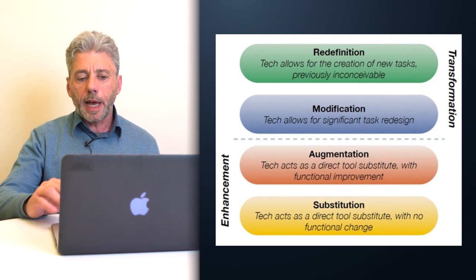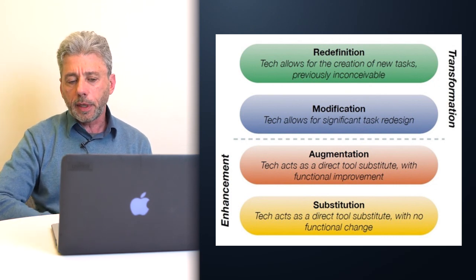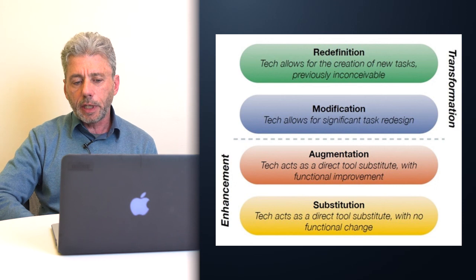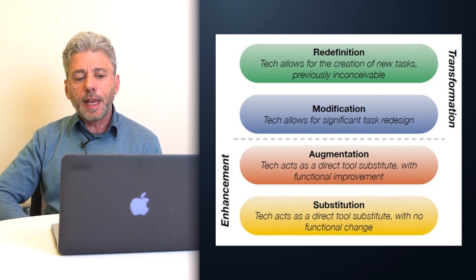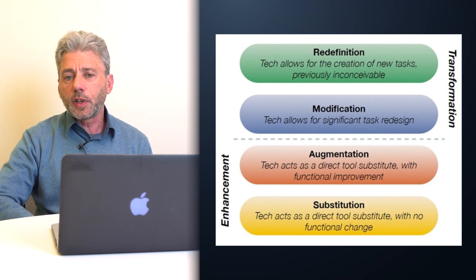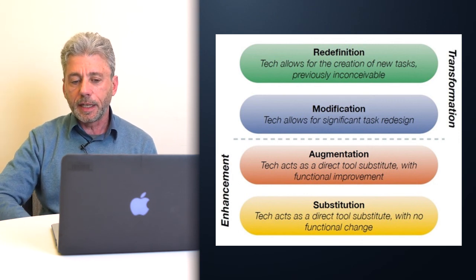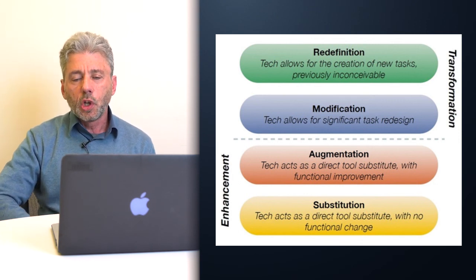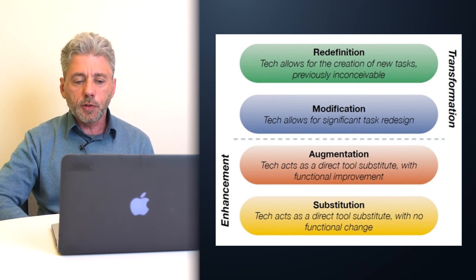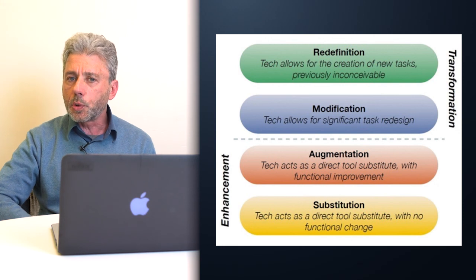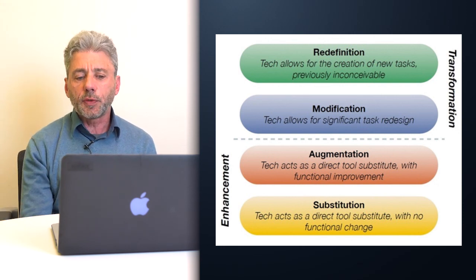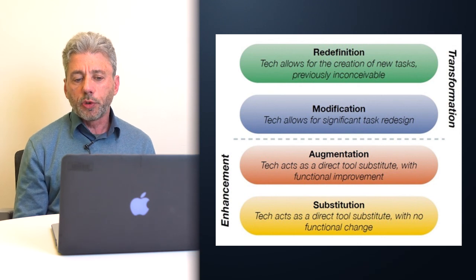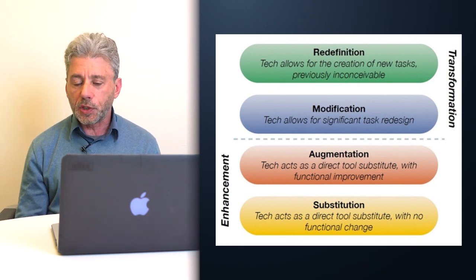When we move up the ladder towards the higher order thinking, we come to modification and redefinition. Modification is that technology really allows for significant task design. And redefinition opens up the door to the world of student creation, student control, student choice, and options in their learning. In other words, technology allows for the creation of new tasks previously inconceivable.